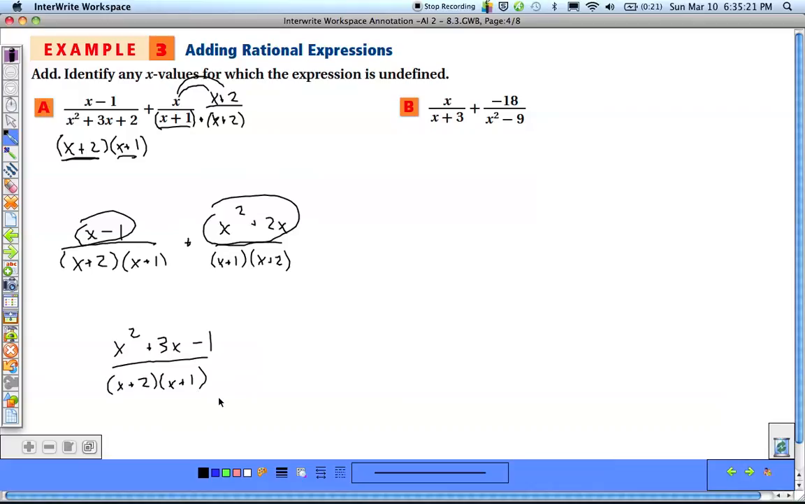Now when we combine these, we want to take a look. Can that numerator be factored? x squared plus 3x minus 1. Well, it's a 1 at the end, so we're not going to be able to actually factor that. So there is our final answer.